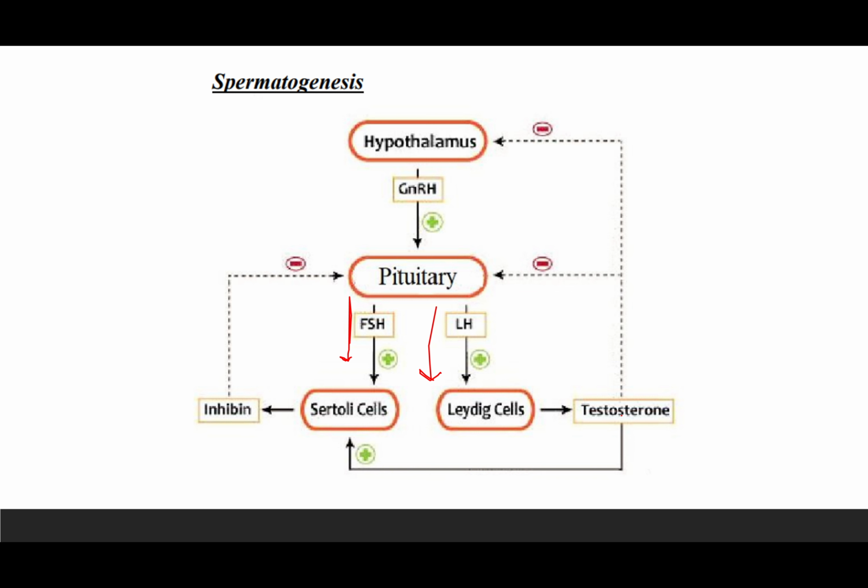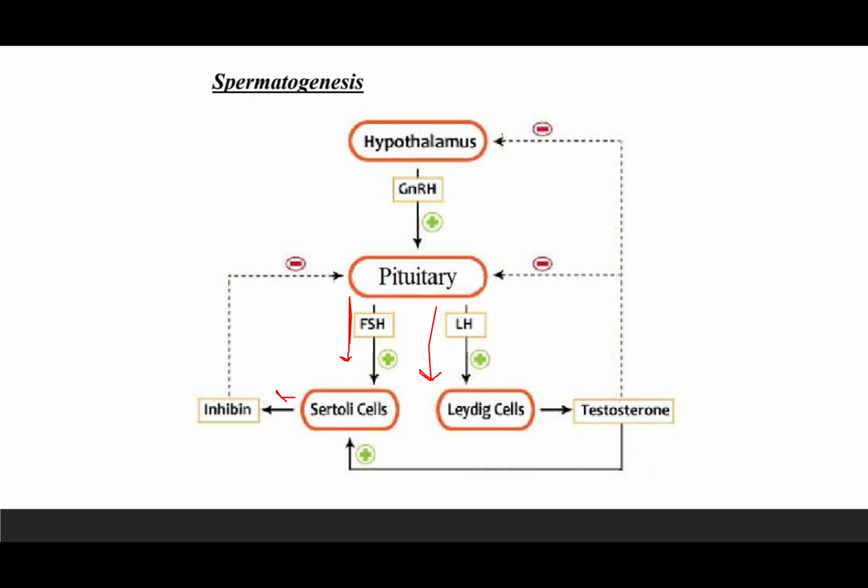So when our Leydig cells produce more testosterone, or when there is a lot of testosterone produced, the body will know. That will signal the Sertoli cells to produce even more inhibin, and the inhibin will stop the pituitary gland from actually producing more FSH and more LH that will produce more testosterone.